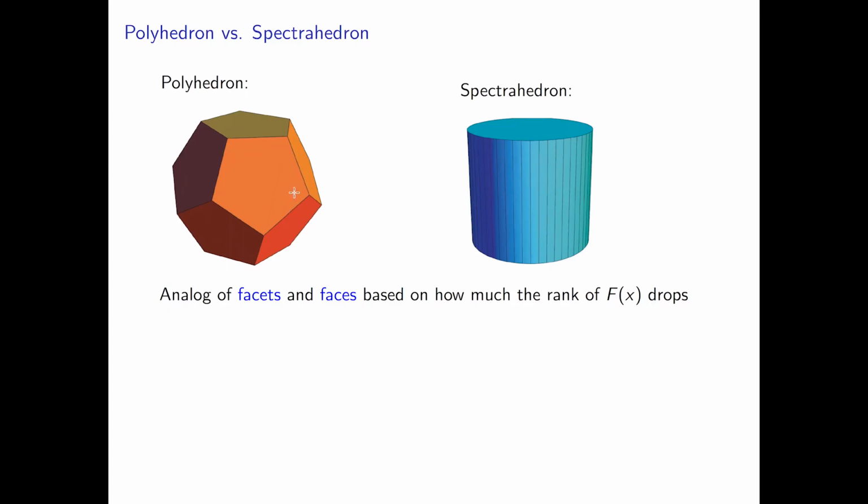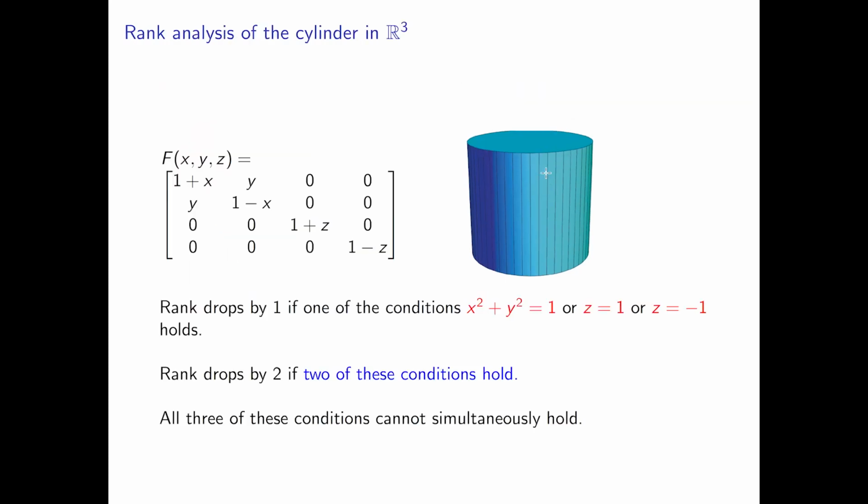Now, when you think about a polyhedron geometrically, you have this mental picture that it has some facets and faces, right? You keep taking lower dimensional objects as more and more of these inequalities become equalities. You can think about spectrahedra in exactly the same way. So let's illustrate that through the cylinder example. Here is a rank analysis of the cylinder. If any one of these conditions, x squared plus y squared equal to 1, which is a boundary condition, or z equals 1 or z equals -1 gets satisfied, exactly one of these conditions, then you've dropped the rank by 1, and that is like being on one of the faces here.